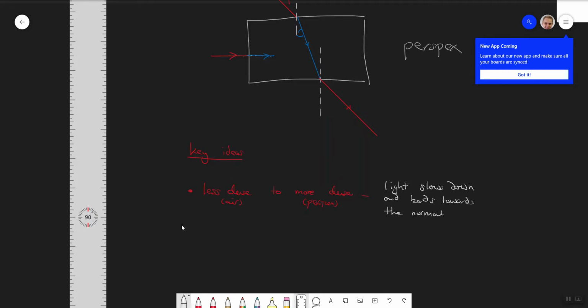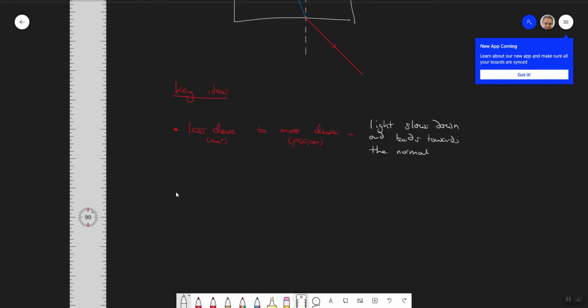If we are going from more dense, so perspex, to less dense, so air, we have light speeds up and bends away from the normal.